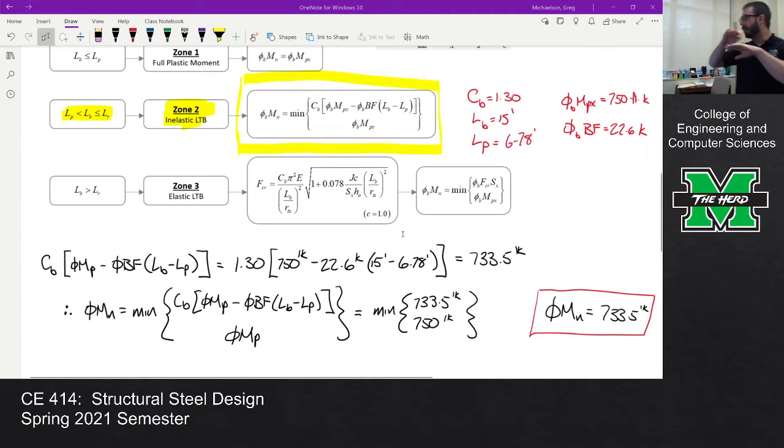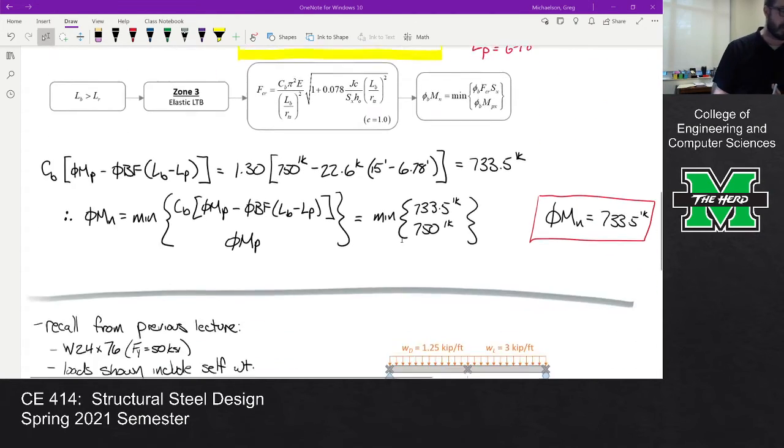So we did the upper expression, that big long equation, CB times that quantity there, and we got 733.5 foot kips. And so the capacity is the minimum of whatever you get from your expression and your plastic moment. And so the plastic moment for this beam was 750, so our flexural capacity is 733.5.